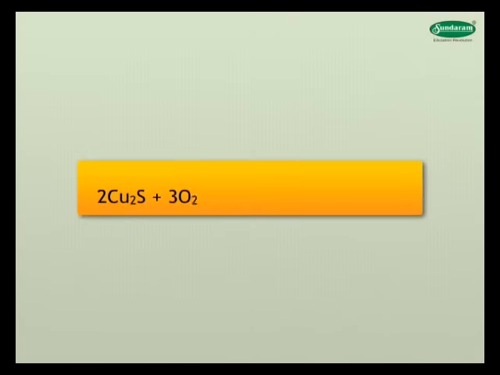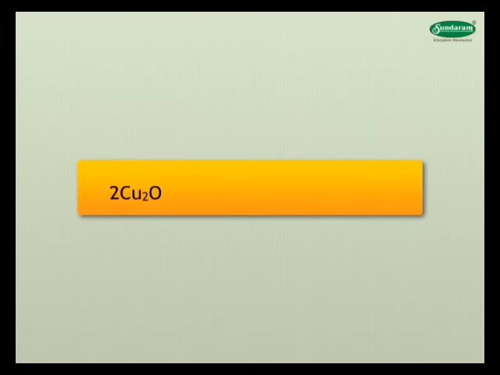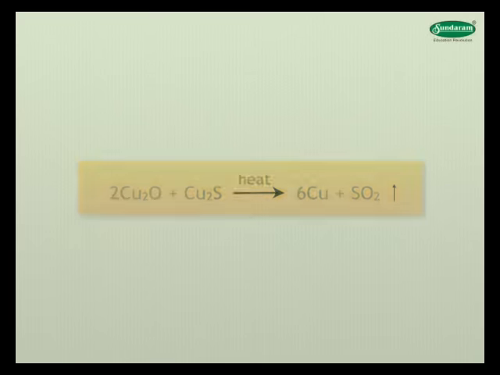2Cu2S plus 3O2 when heated gives 2Cu2O plus 2SO2. 2Cu2O plus Cu2S when heated gives 6Cu plus SO2.